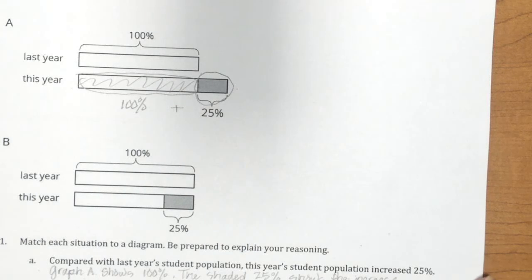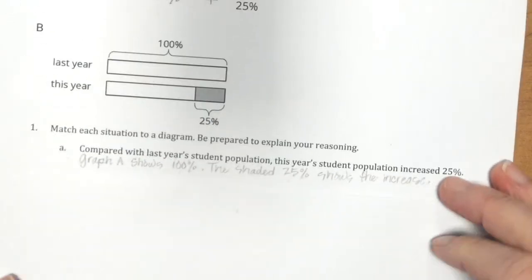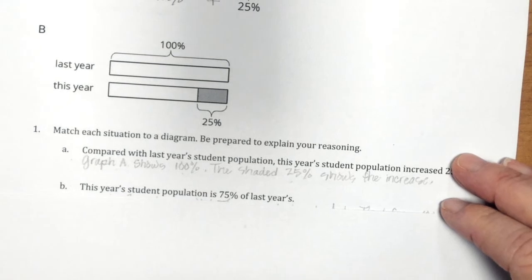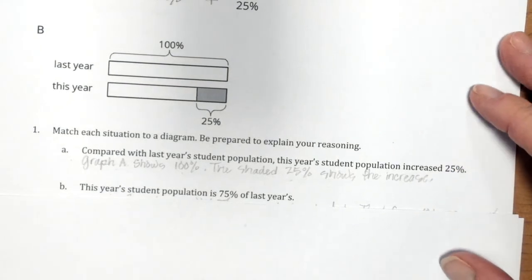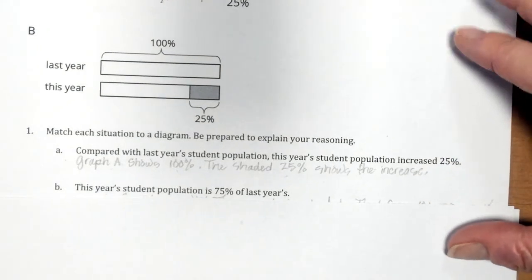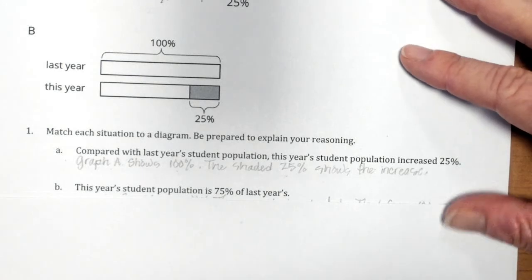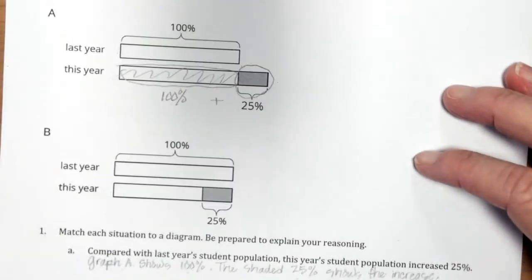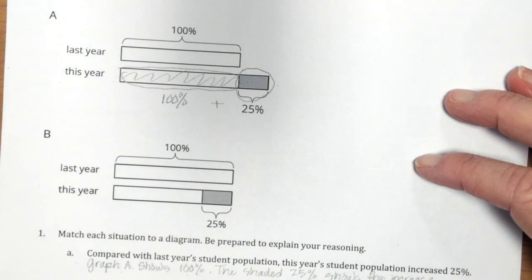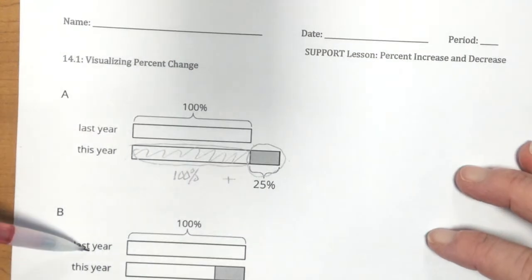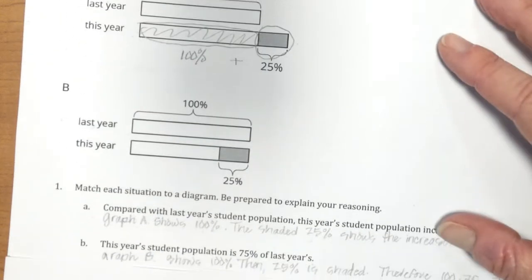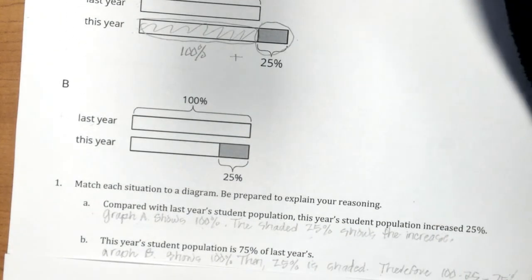25% onto my diagram. So, moving on, it says this year's student population is 75% of last year. So if I take a look at these 2 diagrams again, I'm going to notice that I have this year and last, and A and B, and it's stating that I'm looking for 25%.